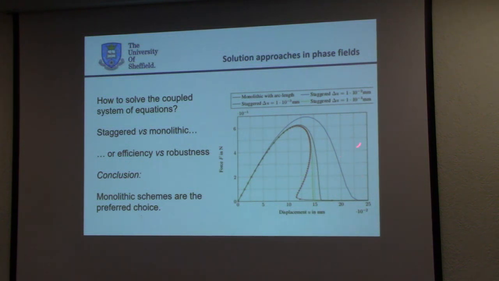I show that here. Here we have looked at a simple case of a one-dimensional bar with an imperfection which we put in tension.